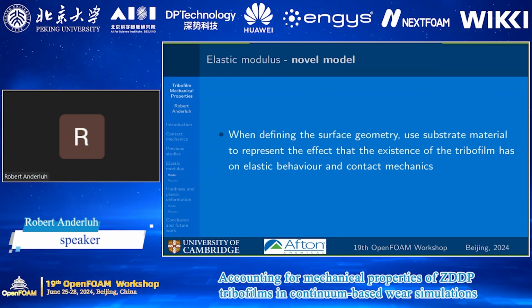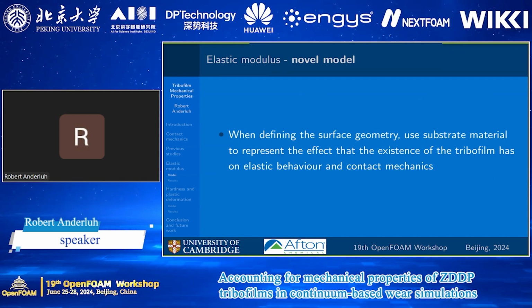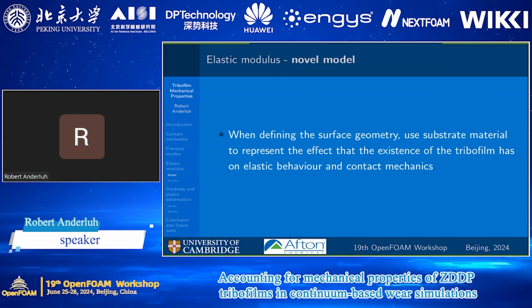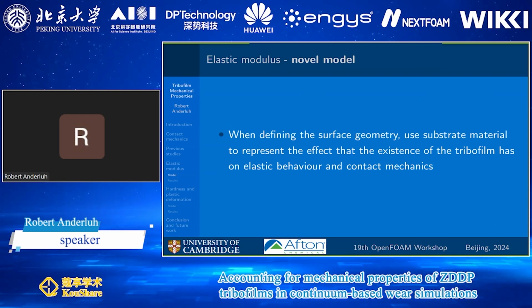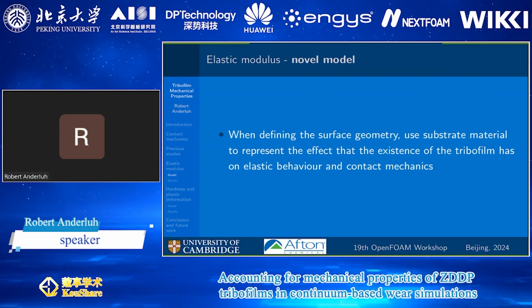So what I'm proposing to do is, when we define the surface geometry of the surfaces in contact, let us use a bit of the substrate material to represent the effect that the existence of the tribofilm has on elastic behavior and contact mechanics.